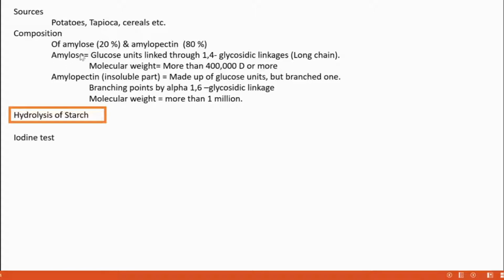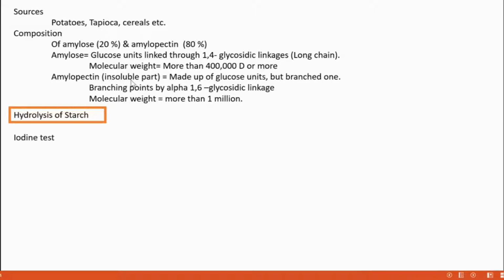What is amylose? Amylose itself is composed of many glucose units and they are linked through 1,4-glycosidic linkage. 1,4 means that the glycosidic bond is forming between the first carbon of one glucose unit and the fourth carbon of the next glucose unit, forming a long chain. That is amylose. Its molecular weight is more than 400,000 Dalton or more.